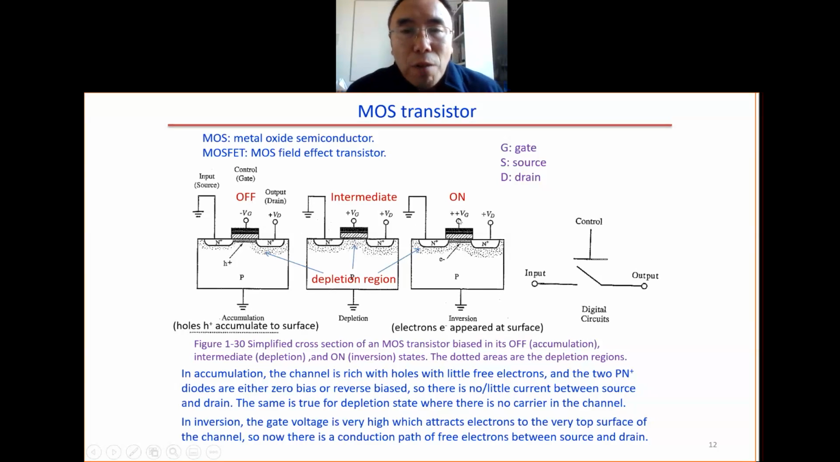When we have a very high positive gate voltage, we get inversion. The inversion means this region is P-type, but because of the very large positive voltage, there will be a very thin layer, about 5 nanometers thick, on the top surface that is inverted. That means there are a lot of free electrons in the top 5 nanometers. As a result, electrons come from the source through the top 5 nanometers to the drain. So we have current flow from the source to the drain, and the transistor is on. This is how the MOSFET works. Effectively, for digital circuits, it is like a switch. The gate controls the current flow from the source to the drain.